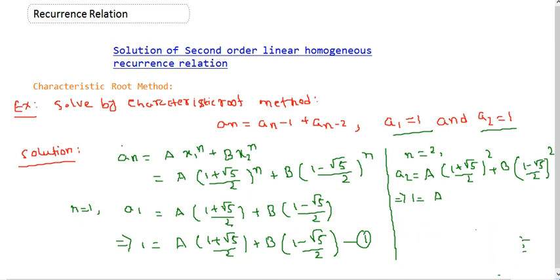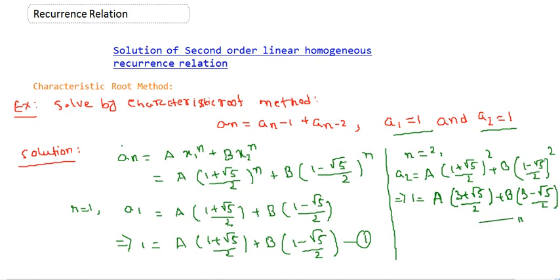I ask you to pause the video and do the calculation by yourself. So here we get (3 plus root 5) by 2, and here we get (3 minus root 5) by 2. So here we have another equation, equations 1 and 2. If we solve these two equations, we will find the values of a and b. After finding them, we will find the general solution of the equation.